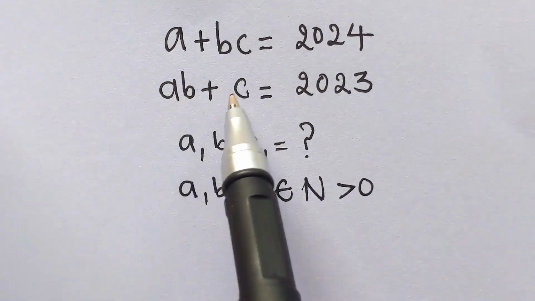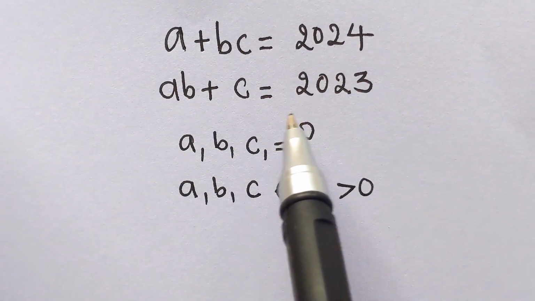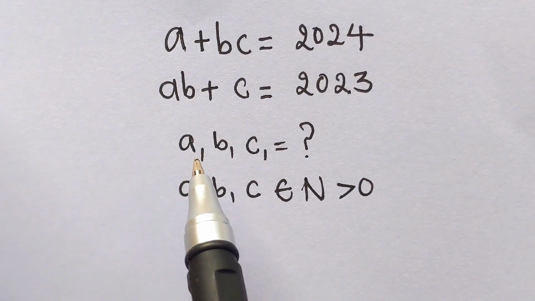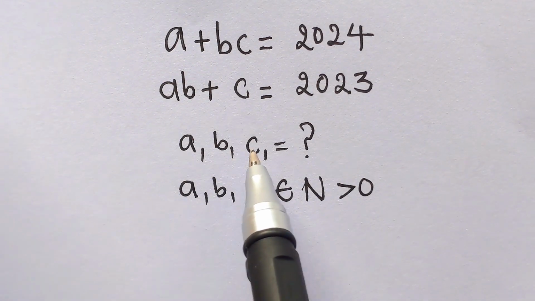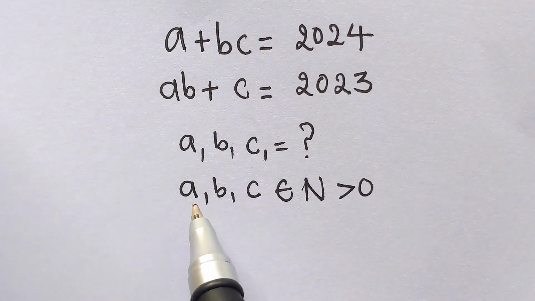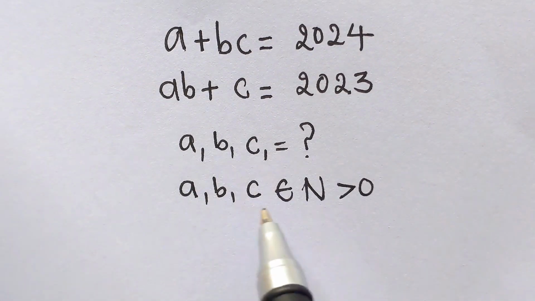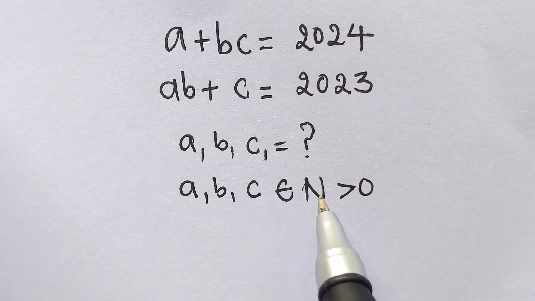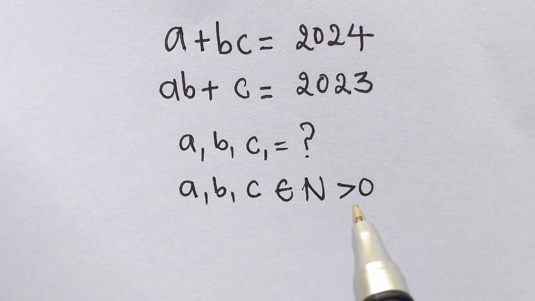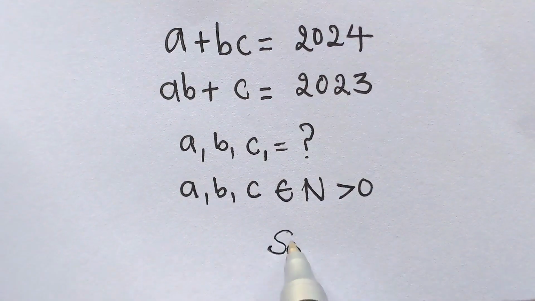You have been given the question a plus bc is equal to 2024, ab plus c is equal to 2023, and you're supposed to find the values of a, b and c, where a, b and c are natural numbers greater than 0. Let's provide the solution.